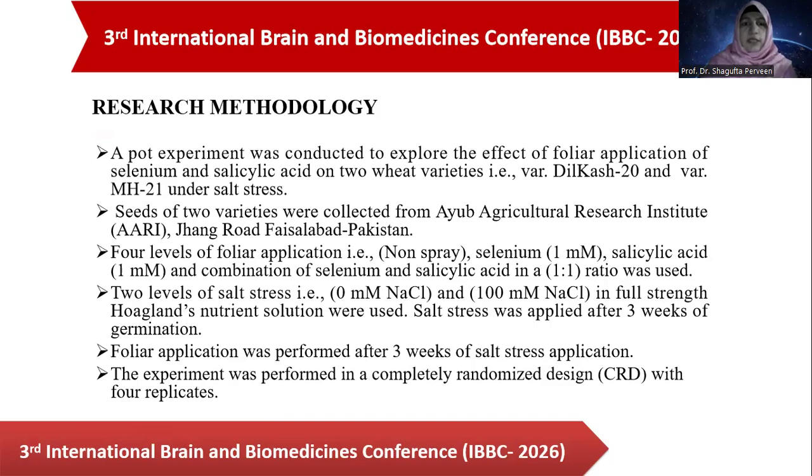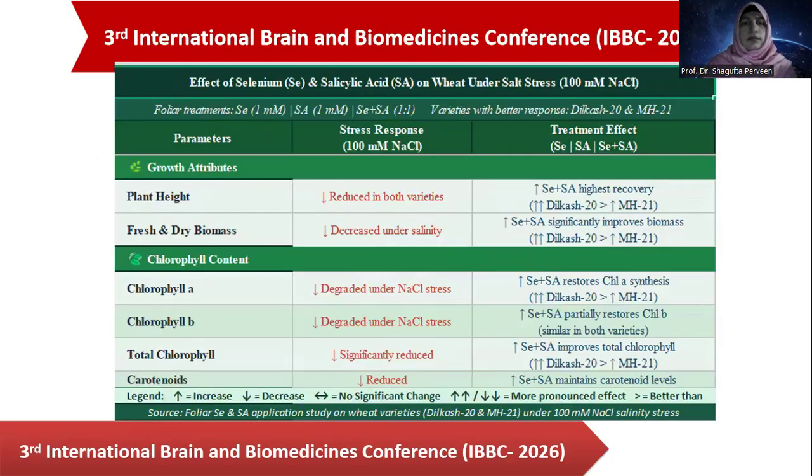Four levels of foliar application, that is non-spray, 1 millimolar selenium, 1 millimolar salicylic acid, and a combination of selenium and salicylic acid were used. Two levels of salt stress, that is 0 and 100 millimolar NaCl in full strength Hoagland's nutrient solution, were used. Salt stress was applied after 3 weeks of germination. Foliar application was performed after 3 weeks of salt stress application. The experiment was performed in a completely randomized design with 4 replicates.